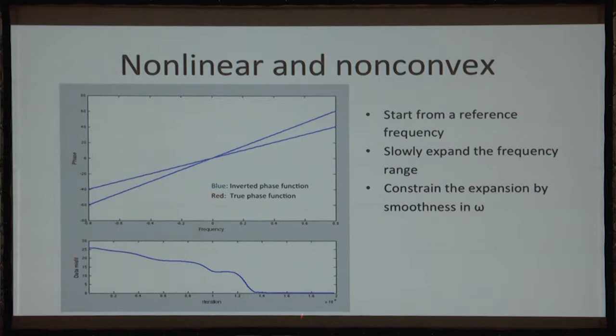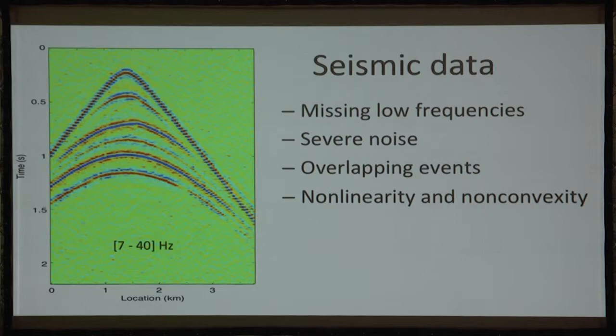Yeah, this is very slow, but we have a method to speed it up. So I'm going to show you how the workflow works in this very simple seismic record. Although it's a simple record, it has all the problems we have in the field data. It has missing frequencies, very severe noise, overlapping events, and of course the problem we are solving is nonlinear and non-convex.